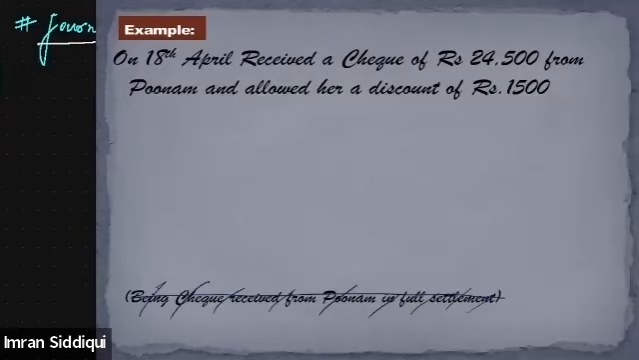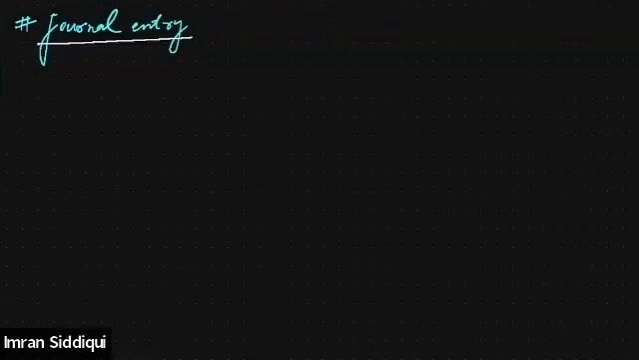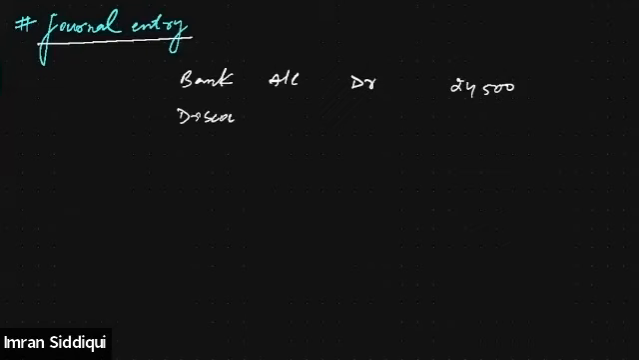Just pay attention, try to understand how we pass the journal entry for this question. The journal entry will be: bank account debit. Bank account will be debited by 24,500. And we have allowed a discount as well. Whenever discount is allowed, it is considered a loss or an expense. So discount account will also be debited. Discount allowed account debit.